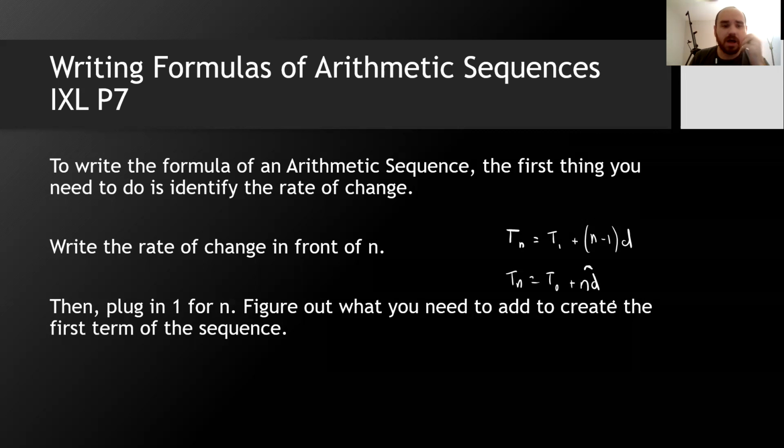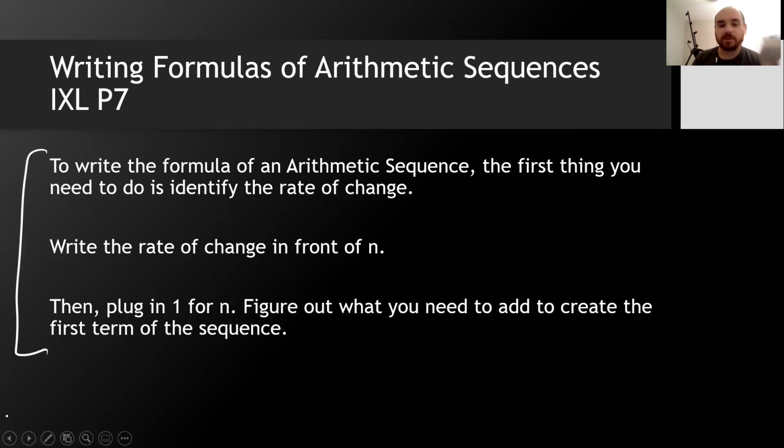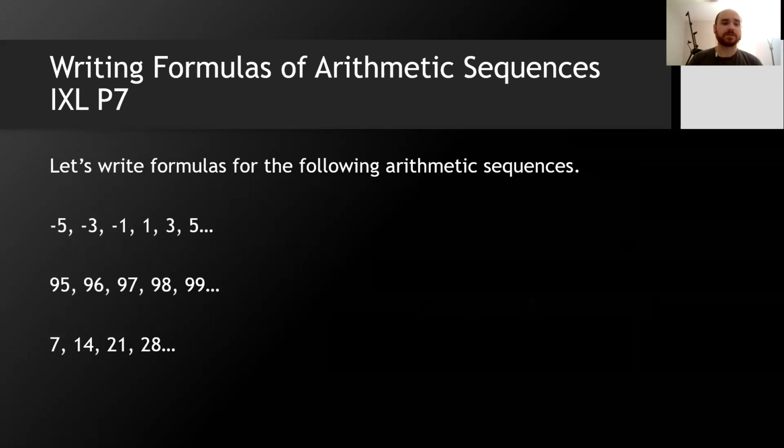Doesn't really matter which order. But to write the formula of the arithmetic sequence, the first thing you need to do is identify the rate of change. The rate of change is going to be written in front of n, and then you're going to plug in 1 for n to figure out what you need to add to create the first term in the sequence. Now, that seems like a lot of different stuff. I would strongly recommend writing these down, so you're probably going to want to pause the video to make sure you have time. But basically, I'm going to go through some examples of how this actually works.